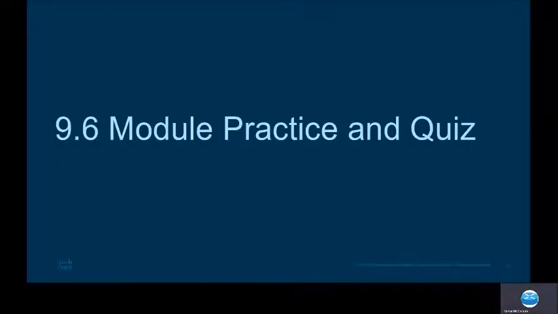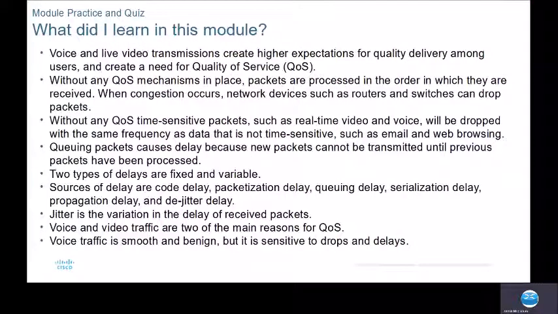Okay, we've hit the end of the chapter, so we've just got the summary. Voice and live video transmissions create higher expectations for quality delivery among users, creating a need for quality of service. Without any QoS mechanism in place, packets are processed in the order in which they are received. When congestion occurs, network devices such as routers and switches can drop packets. Without any QoS, time-sensitive packets such as real-time video and voice will be dropped with the same frequency as data that is not time-sensitive, such as email and web browsing.